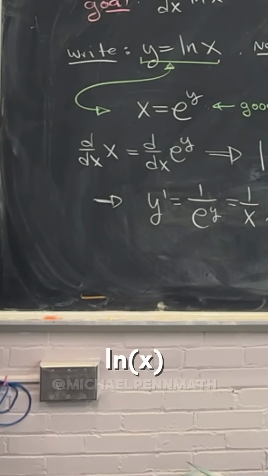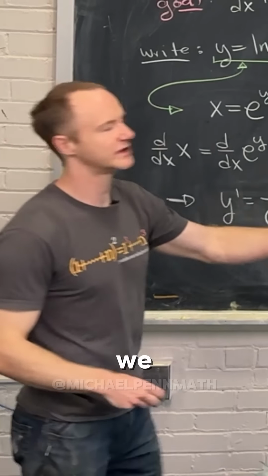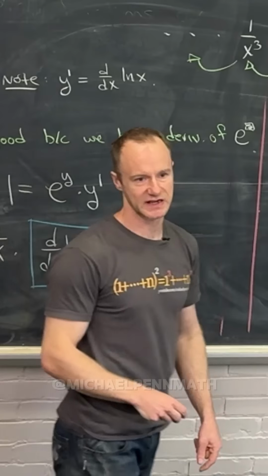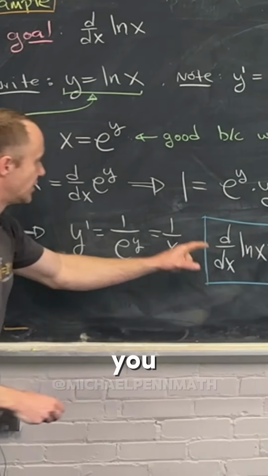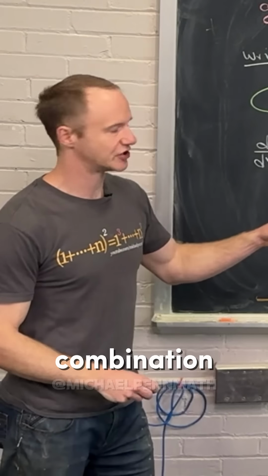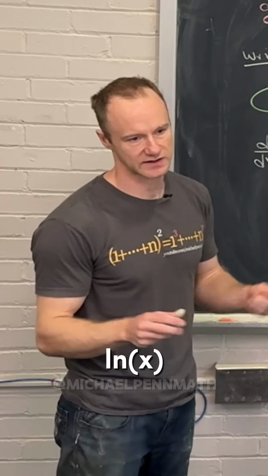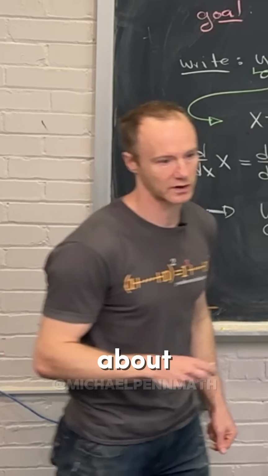It's the natural log of x. And you might say, well, oh, look, we just created another hole to get to the natural log of x. But as we'll kind of see later, you can actually find a combination of the natural log of x and x, which will take the derivative to the natural log of x. So that's not actually a hole. We'll worry about that later though.